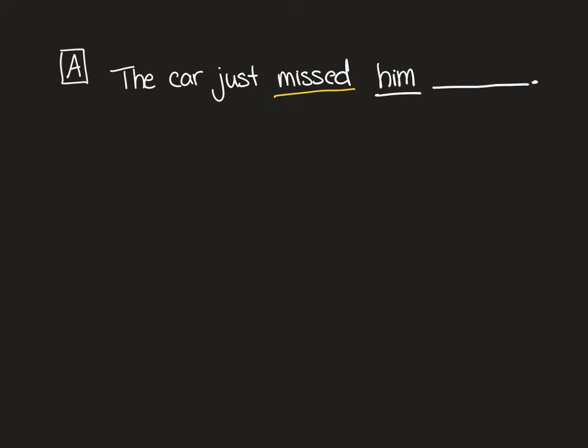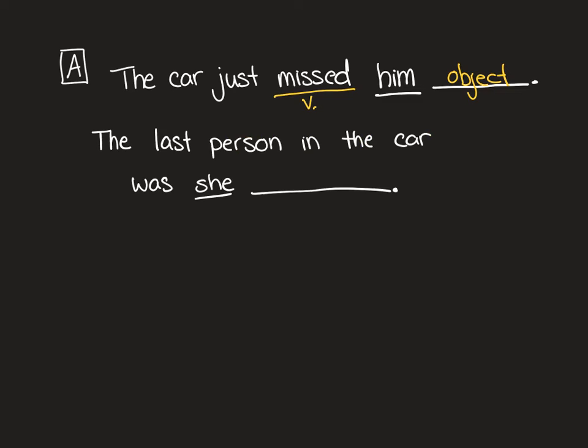Missed would be our verb, right? So him comes after the verb, which makes it an object. It's also in our list of objects. So you would write object on the line.